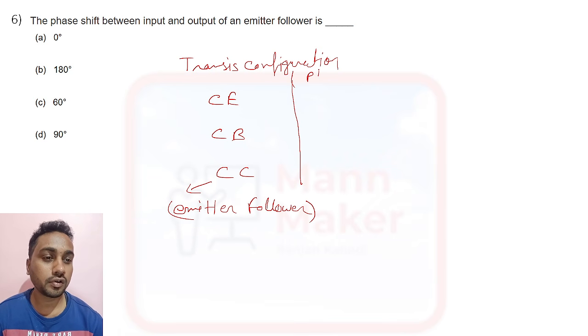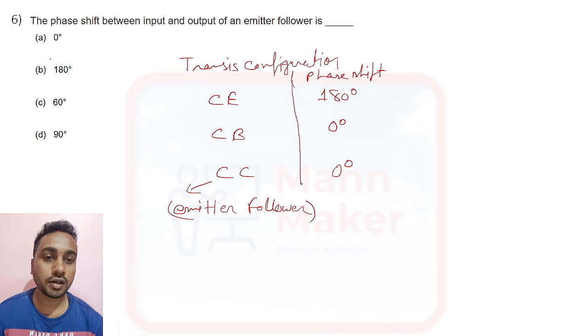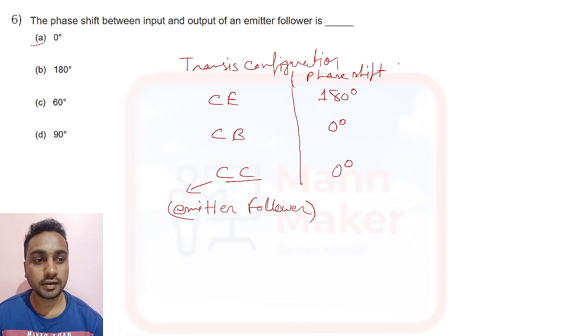Now if we talk about phase shift between input and output, then in common emitter it will be 180 degrees, in common base it is 0 degrees, and in common collector, that is emitter follower, it is 0 degrees phase shift. So here our answer will be what? Phase shift between input and output of emitter follower, means common collector, so 0 degrees. Option A is the right answer.